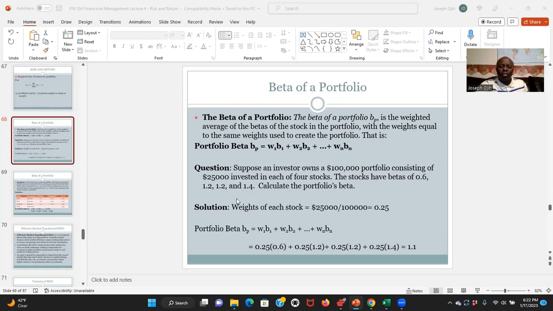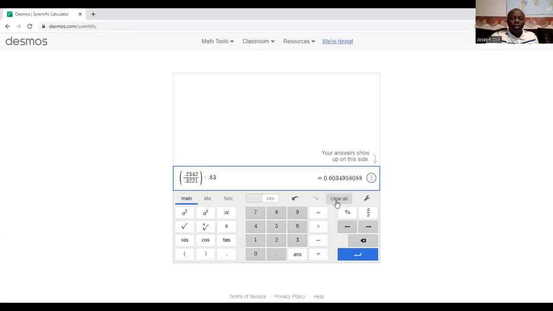This will tell us the weight of each stock in the portfolio. Sorry, my mistake. It is 25,000 divided by 100,000, which is 0.25, because the total investment is 100,000 and 25,000 is invested in each stock, and there are 4 stocks.